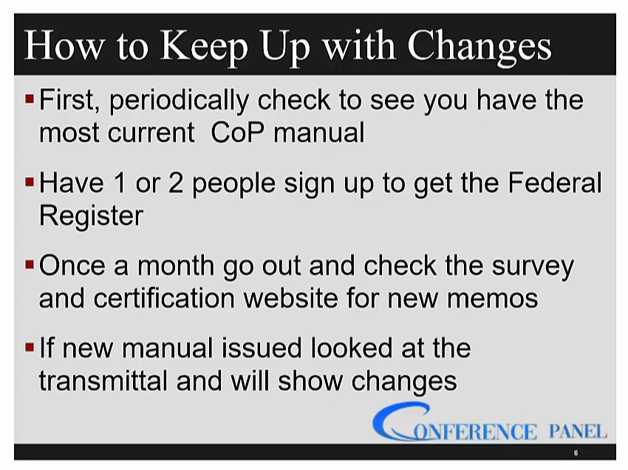So what you want to do is have one or two people in your institution sign up to get the Federal Register. Then have them go out once a month and check for any survey and certification memos. I'm going to show you how to do that. If the new manual is issued, you also want to look at the transmittal, which will show you the changes: what was removed, what was added, or what was deleted.